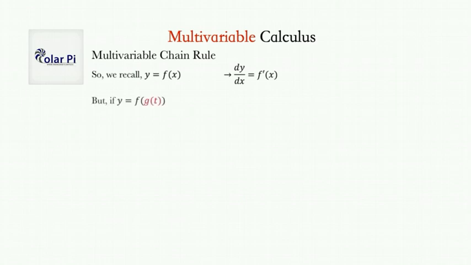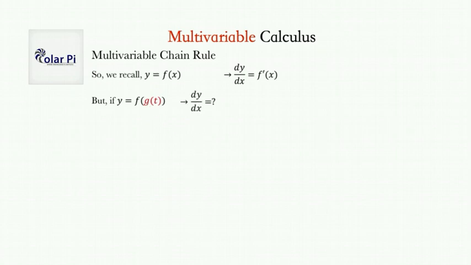Now, if, however, y is equal to f of g of t, y is still a function of a single variable, this time t. But notice that dy dx does not make sense. So what does that even mean? As I just said, y is now a function of t via g, right? Because g is a function of t, f in turn is a function of t, and therefore y is a function of t. And so dy dx does not make sense.